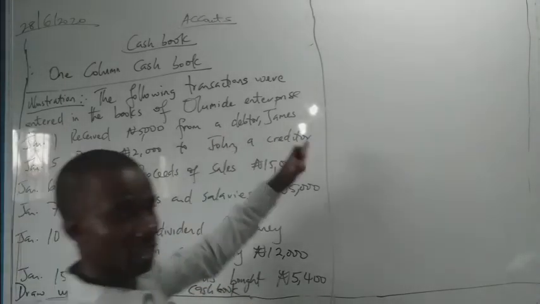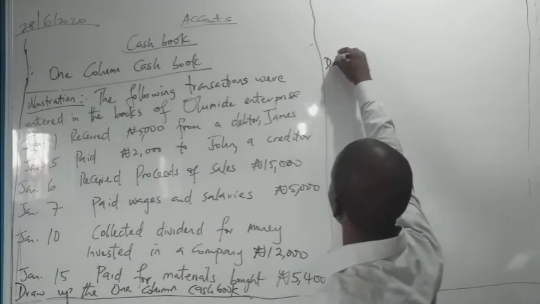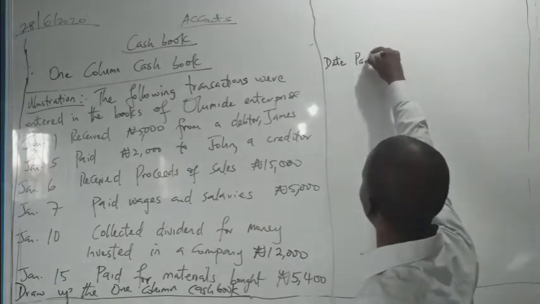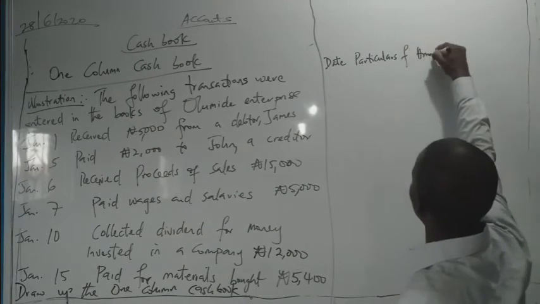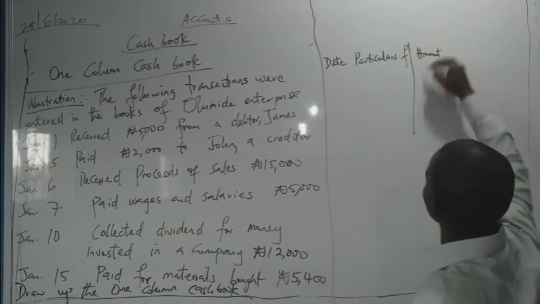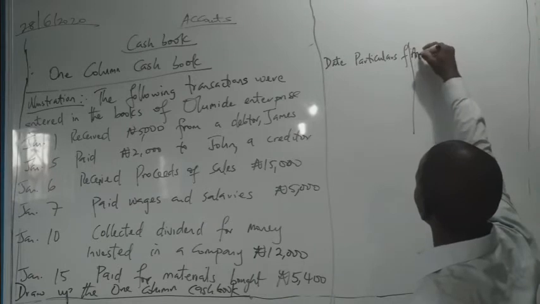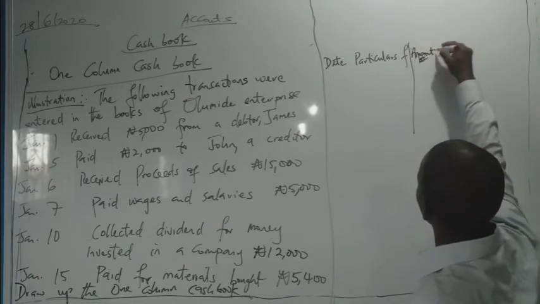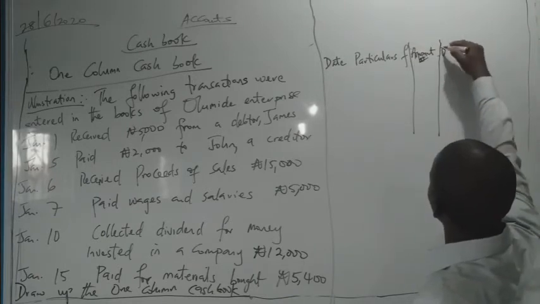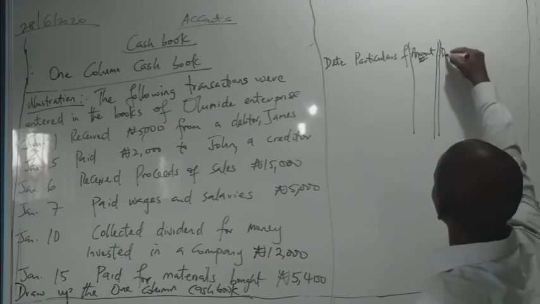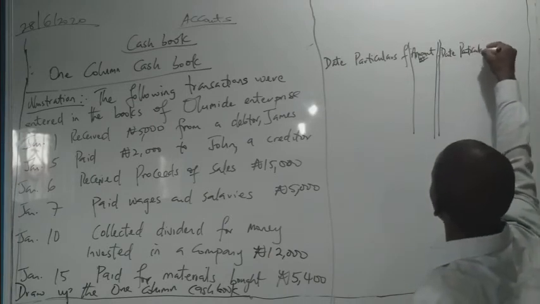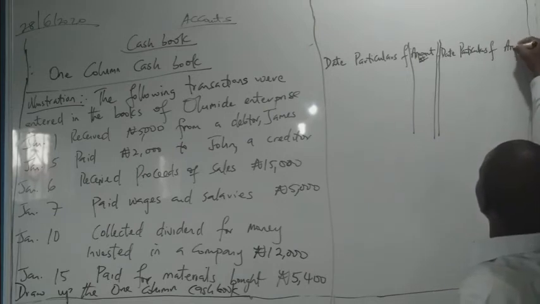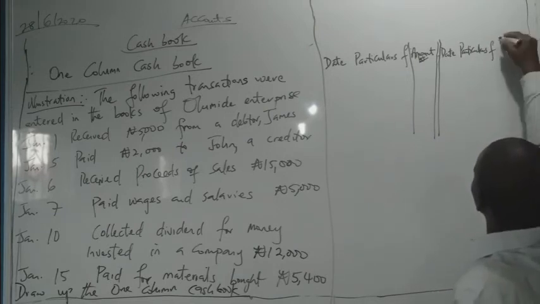Now, this is how you are going to draw it up. Dates, particulars, folio, amounts. Here also, you can make 2 lines. Dates, particulars, folio, and amounts.